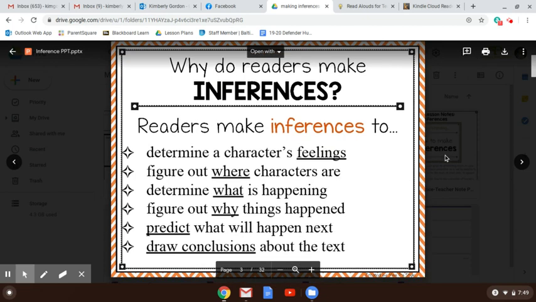Why do readers make inferences? Well, readers make inferences to help you determine a character's feelings, to figure out where characters are, to determine what is happening, to figure out why things happened, predict what will happen next, and draw conclusions about the text. So if you are making inferences when you're reading, you are understanding the text as it's supposed to be understood.